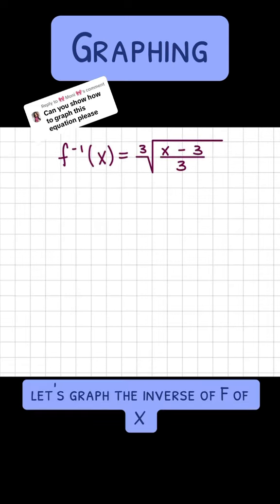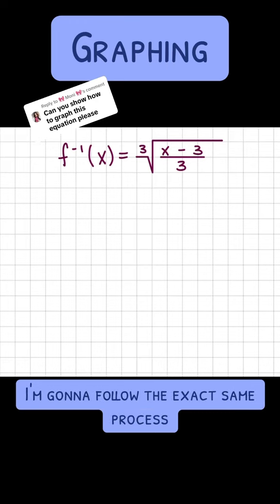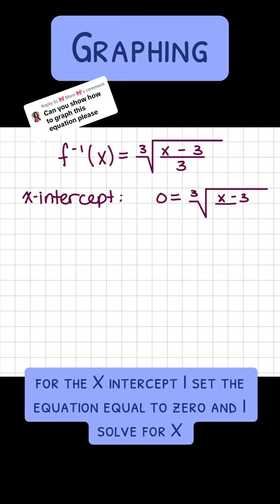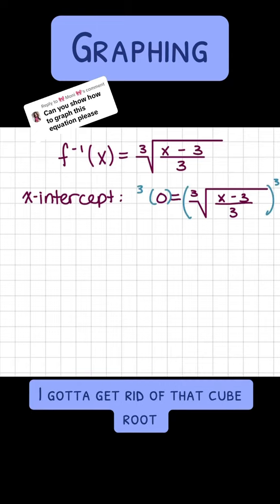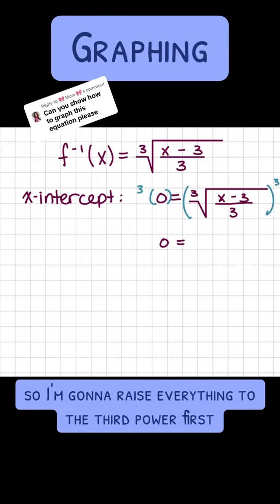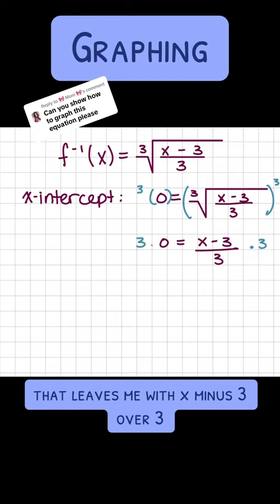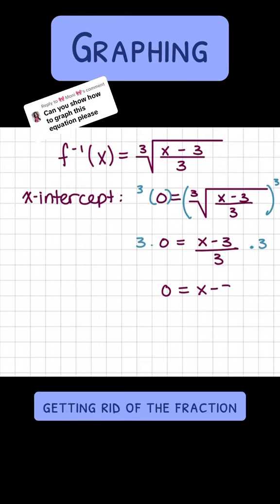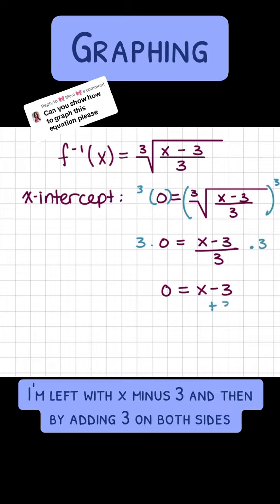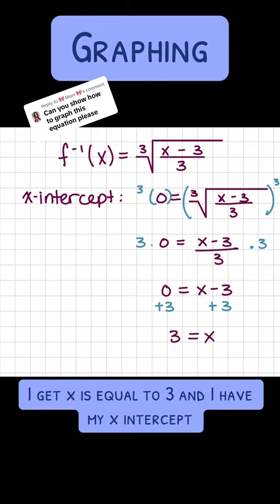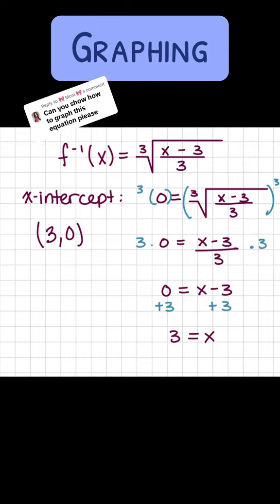Let's graph the inverse of f of x. I'm going to follow the exact same process. For the x-intercept, I set the equation equal to 0, and I solve for x. I've got to get rid of that cube root, so I'm going to raise everything to the third power first. That leaves me with x minus 3 over 3. Getting rid of the fraction, I'm left with x minus 3. And then by adding 3 on both sides, I get x is equal to 3, and I have my x-intercept.